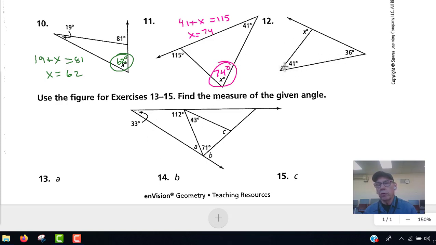12, another exterior angle problem. These two added together make 77. So x must be equal to 77.